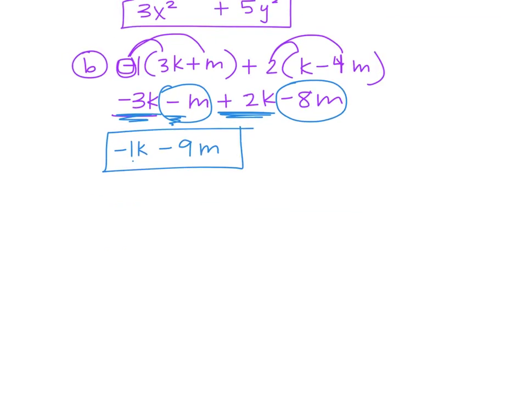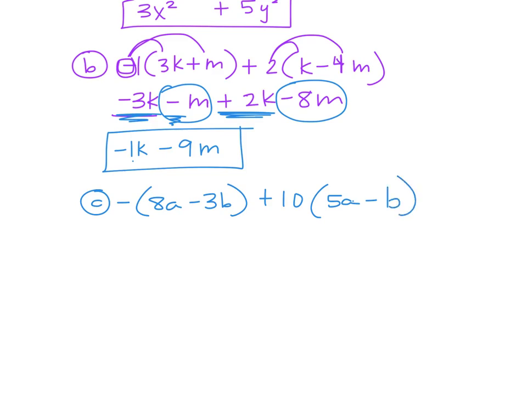All right, last one. Negative 8a minus 3b plus 10 times 5a minus b. Couldn't tell if my handwriting, if that was a B or a 6. It's a B.